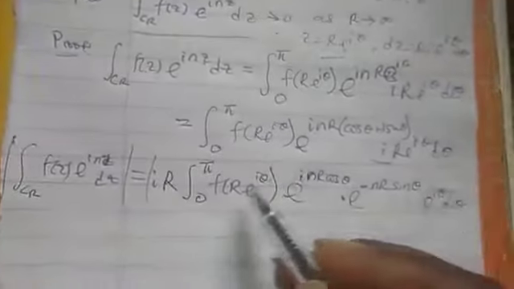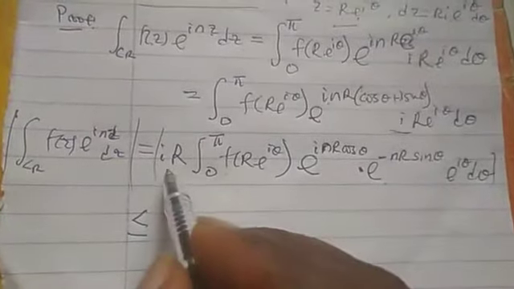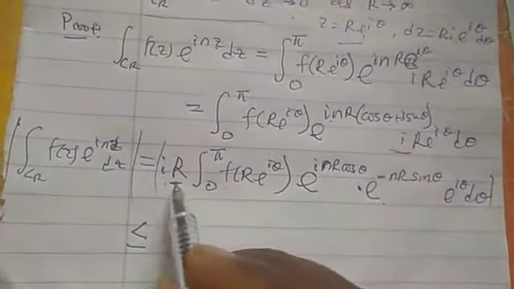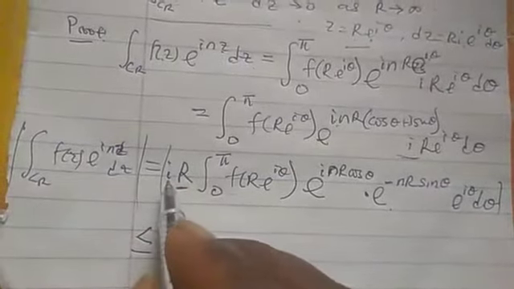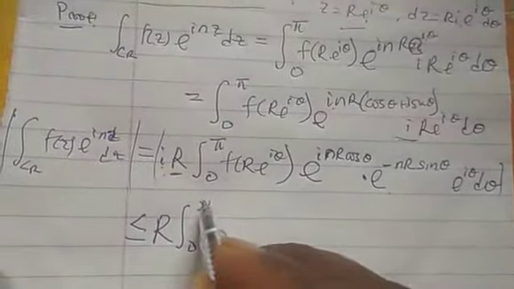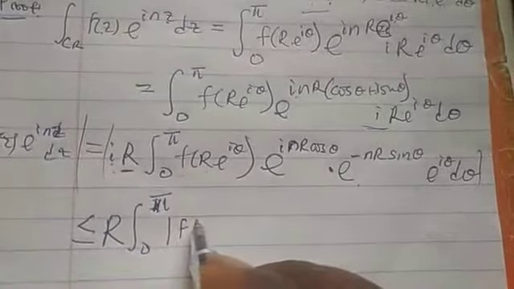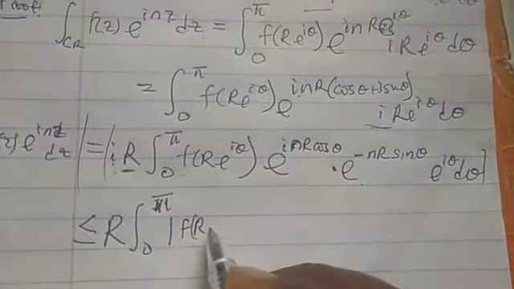So we can take the absolute value of both sides. Why are we taking the absolute value? Because of what we have here. So this will be less than or equal to, bringing the absolute value inside. Without stressing yourself, the absolute value of r is r, the absolute value of i is 1. So we have r here, from 0 to π, and the absolute value of f(re^{iθ}), and for this it is 1.